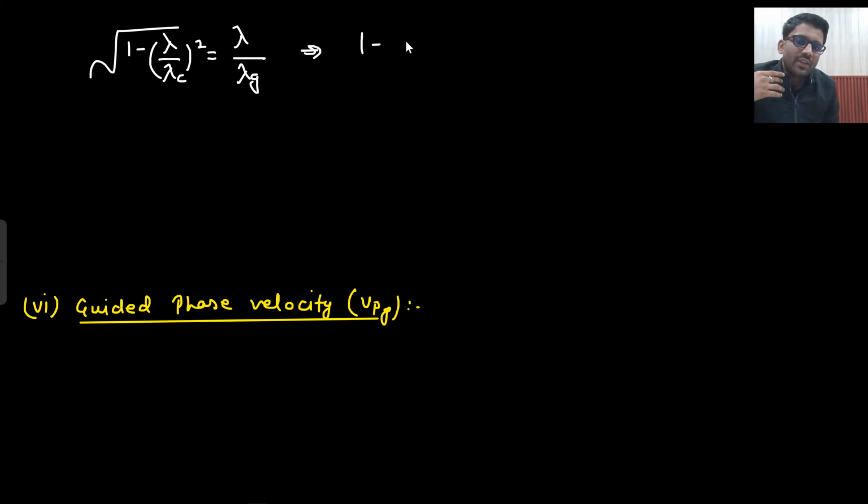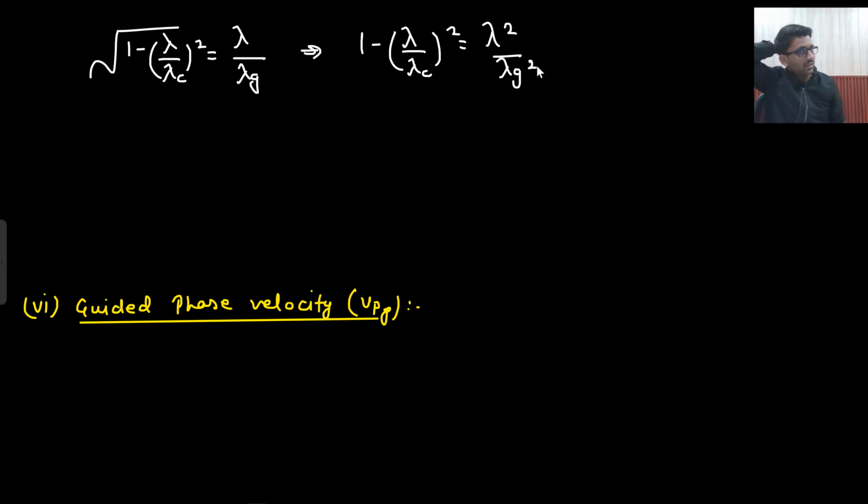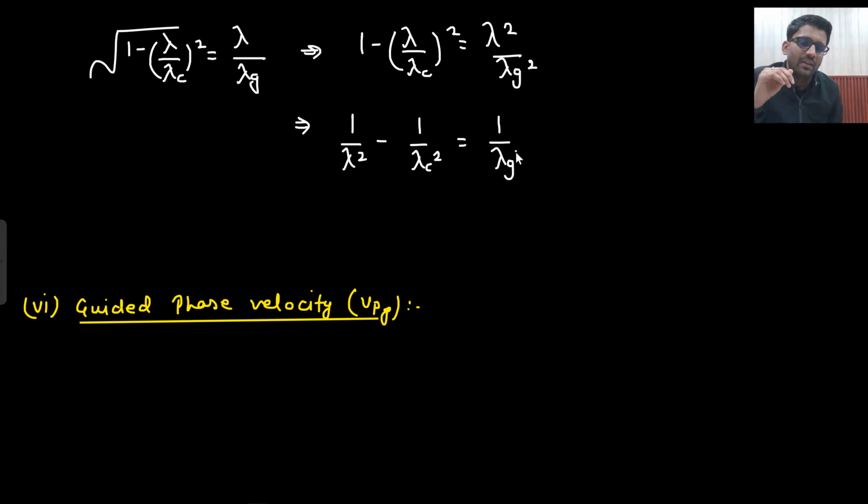Now I can take the square on both sides. So what am I getting? 1 minus lambda square by lambda c square is equal to lambda square divided by lambda g square. Now I can divide lambda square on all of them. If I divide lambda square everywhere, 1 by lambda square minus 1 by lambda c square is equal to 1 by lambda g square. So 1 by lambda square is equal to 1 by lambda c square plus 1 by lambda g square.